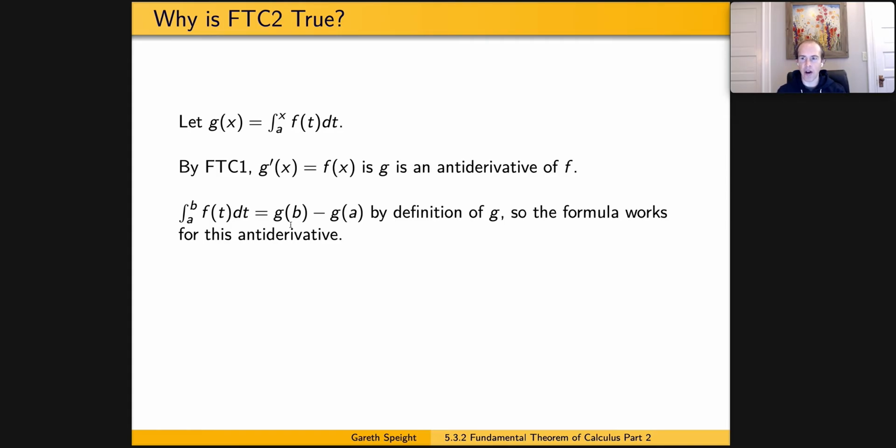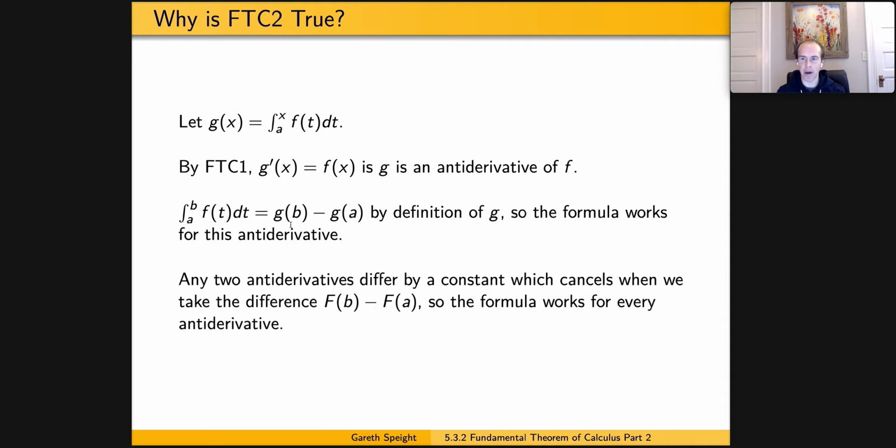Okay, but we claimed it was true for any antiderivative, so why should it be true for all the other antiderivatives as well? Well, remember that we said that any two antiderivatives differ by a constant, right? So any antiderivative is equal to any other, provided we add or subtract a constant. And if we change the antiderivative, so here say instead of having g, we have g plus 10 or g plus 20 or g plus any constant, we're going to have g plus a constant at b minus g plus the constant at a. When we subtract them, the constants are going to cancel, right? So if the formula is true for this particular antiderivative, it's going to be true for any other because the constants are going to disappear.